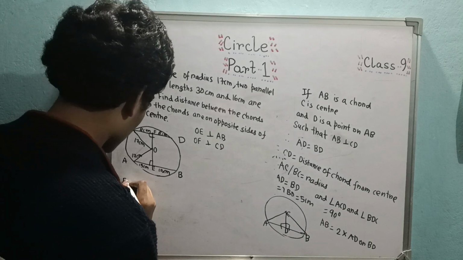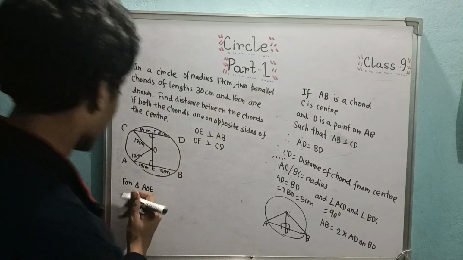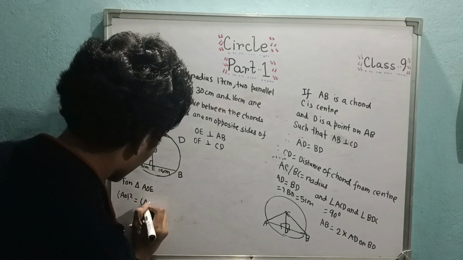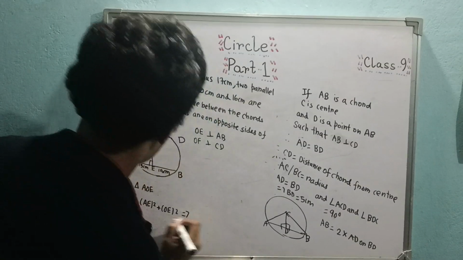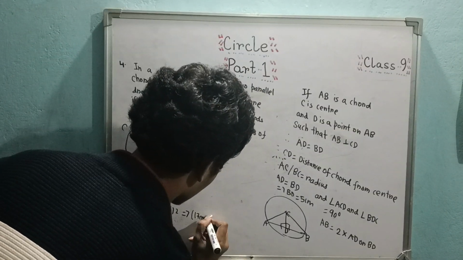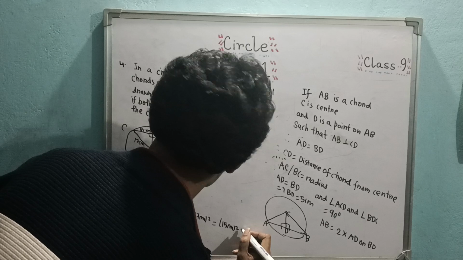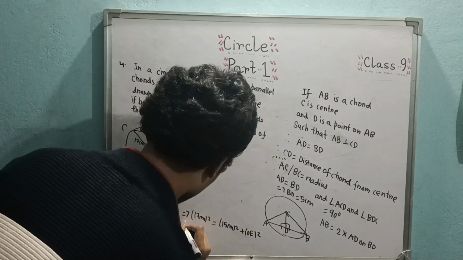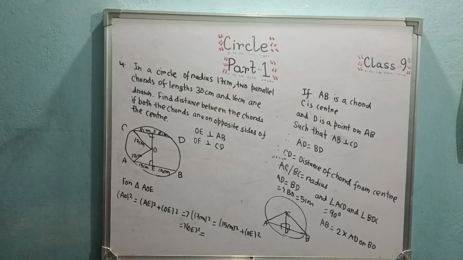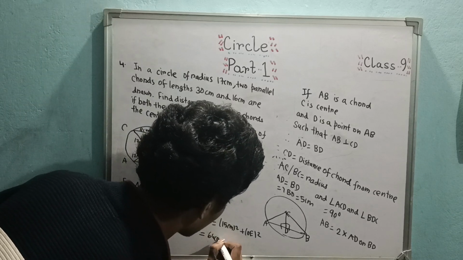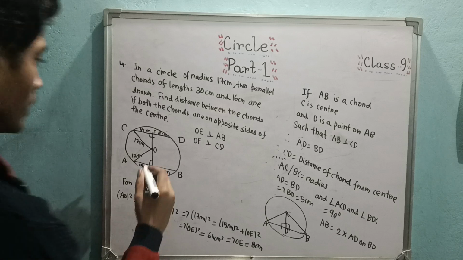Now for triangle AOE, it's a right angle triangle. So hypotenuse square AO square equals base AE square plus height OE square. For this triangle, AO is 17 centimeter square equals AE is 15 centimeter square plus OE square, and if you calculate, you will get that OE square equals 17 square, 289, minus 225, that's 64 centimeter square, or OE equals root 64, 8 centimeter. So we get OE as 8 centimeter.